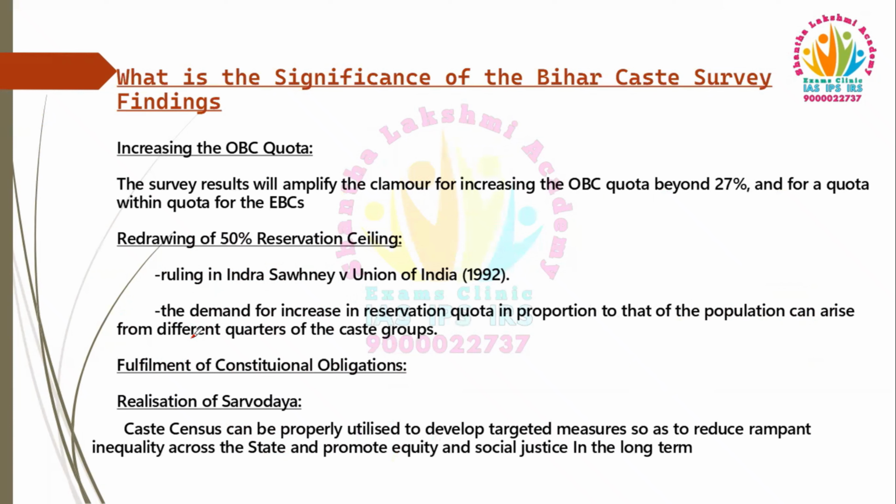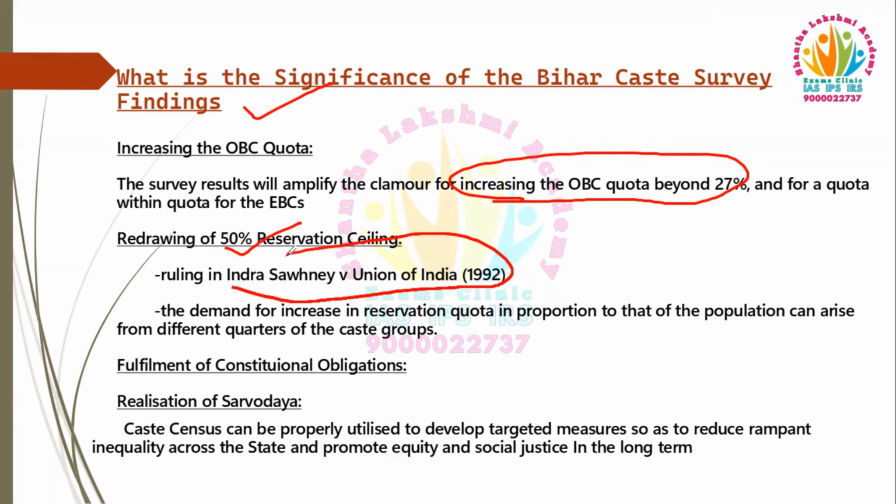Now, coming to the significance of the Bihar caste survey, it has reopened the debate about increasing the OBC quota beyond 27% in proportion to their population. It has also reopened the debate about the reservation cap, that is the 50% reservation ceiling that was upheld in the Indra Sawhney and Union of India case.